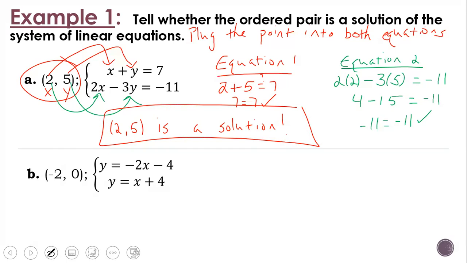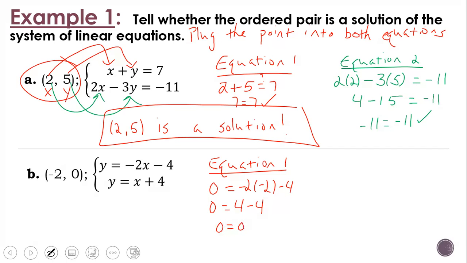Let's look at example number 2. They happen to be both in y equals form here. That's perfectly fine. Let's see if it works. So we're going to try it in equation 1 first. I'm going to plug in my x and my y values. So my y value here is 0. So I'm going to get 0 is equal to negative 2 times negative 2, plugging in the x value of negative 2, minus 4. I'm going to get 0 is equal to negative 2 times negative 2 is a positive 4, minus 4. So I end up getting 0 is equal to 0. So it worked for equation 1.